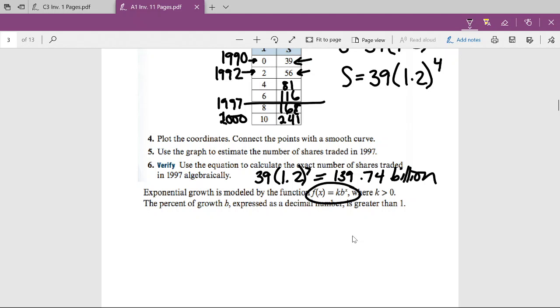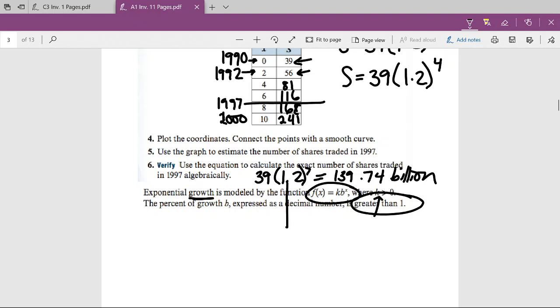Okay? All right, so exponential growth is modeled by this function f of x equals k times b to the x. K needs to be greater than 0, okay, so it's never going to be negative. And the percent of growth b is expressed as a decimal number greater than 1. Okay, now we can have exponential functions that are different from those two qualities, especially that greater than 1. The reason that we have exponential growth is because that b value is greater than 1. We are growing. We are actually increasing this.